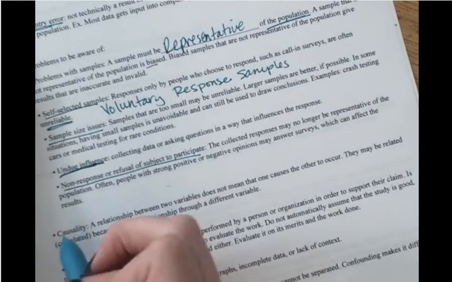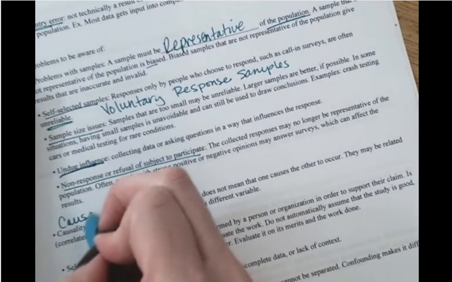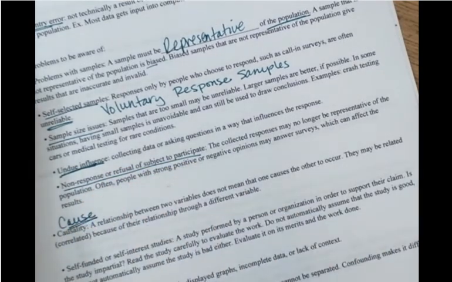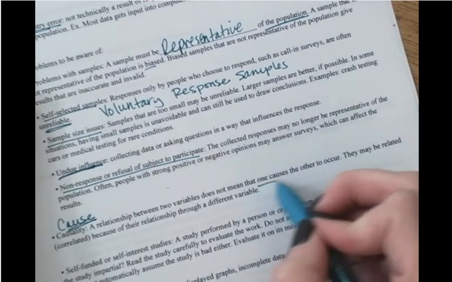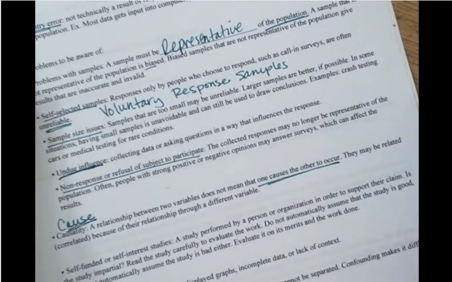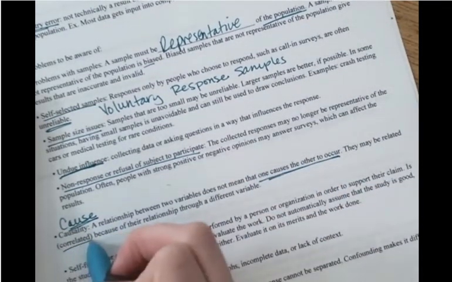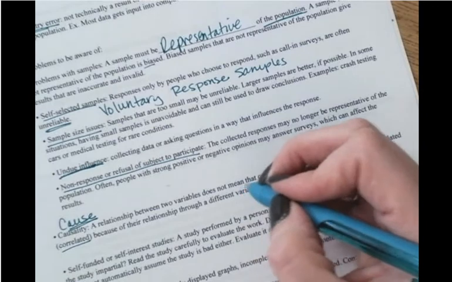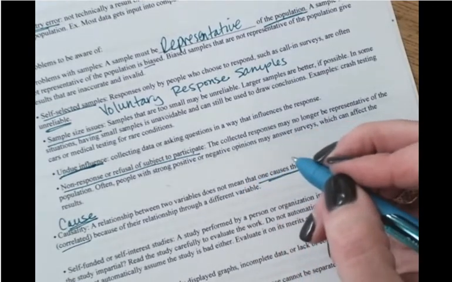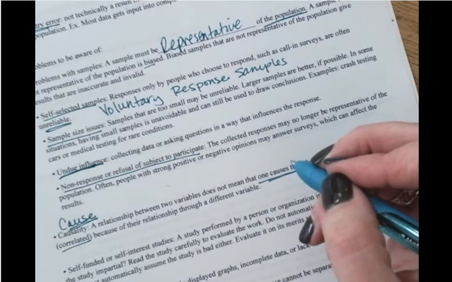Causality, okay? This is not casualty, it's cause. Think cause. Causality. A relationship between two variables does not mean that one causes the other to occur. They may be related, or what we call correlated, because of their relationship through a different variable, but does not mean that they cause one another. Okay, so be very careful.